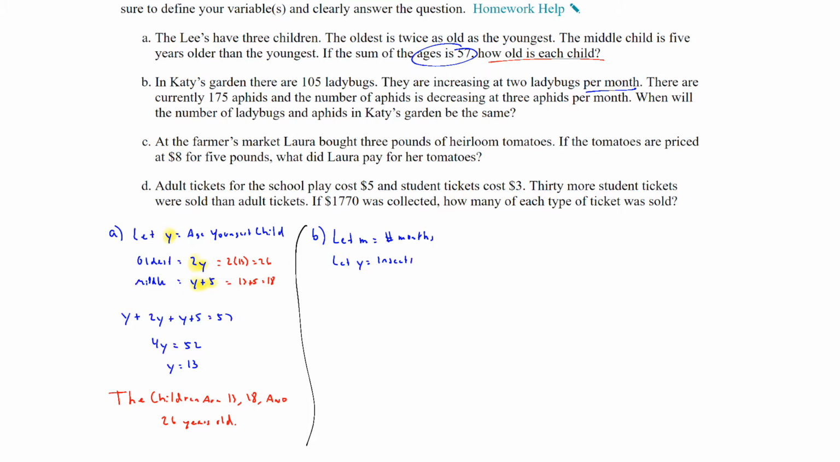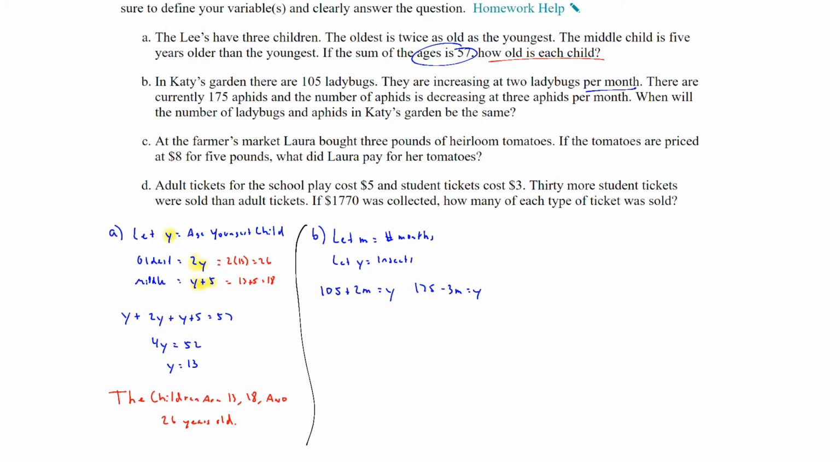We're going to look at the ladybugs, and so we have 105 plus they're growing or increasing 2 ladybugs per month, so 2 every month, and that will equal the total number of ladybugs. And then we have 175 aphids, and the number of them are decreasing, so you're subtracting 3 every month, and that will equal the total number of aphids at the end of that time frame as well.